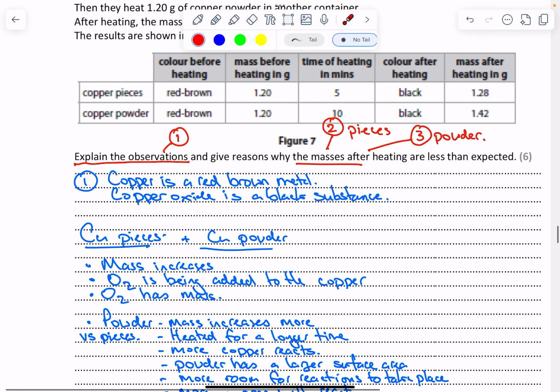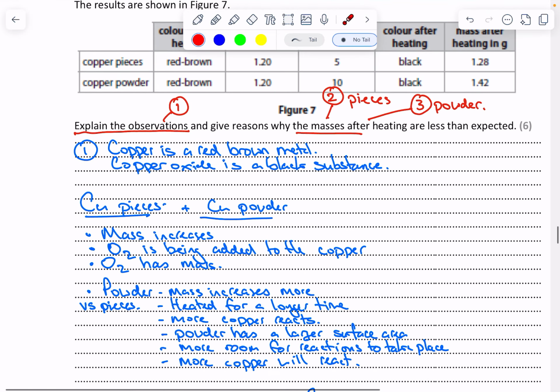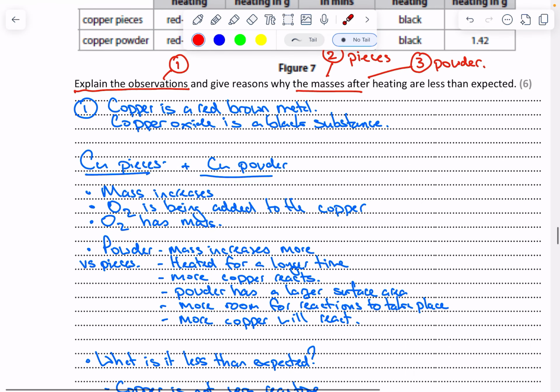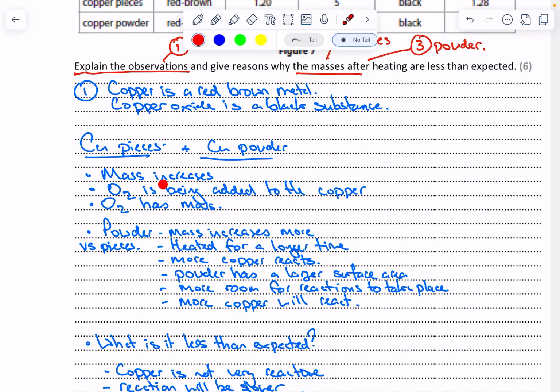So first of all, observations. So at the beginning it's red-brown, and that is because copper is a red-brown metal. And then we get this black powder here because copper oxide is a black substance. Then let's look at the difference between the way that the types of copper have reacted. So in both cases, the mass has increased because oxygen is being added to the copper. And because oxygen is being added, oxygen has mass, and that is why the mass is increasing.